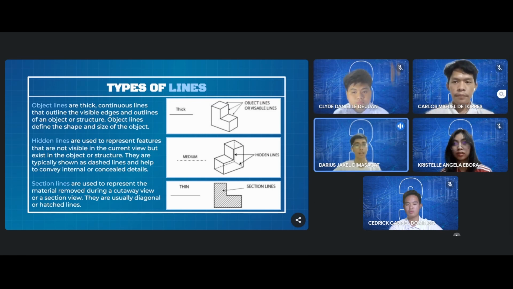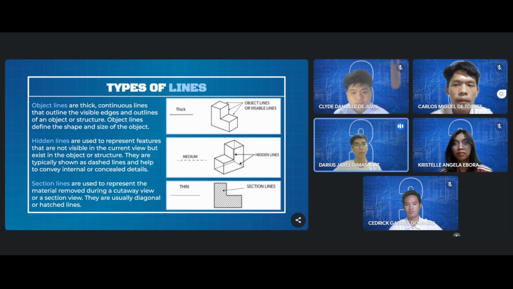Third is section lines. These lines are the hatch lines we see in a drawing. It is usually diagonal along the figure and represents the material removed during a cutaway view or a section view. Now, we move on to center lines. This indicates the midpoint of a circular or cylindrical feature, marked with long and short dashes with an extended long dash at the center.